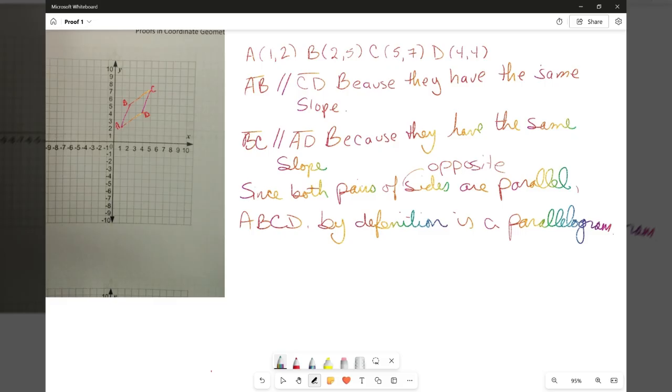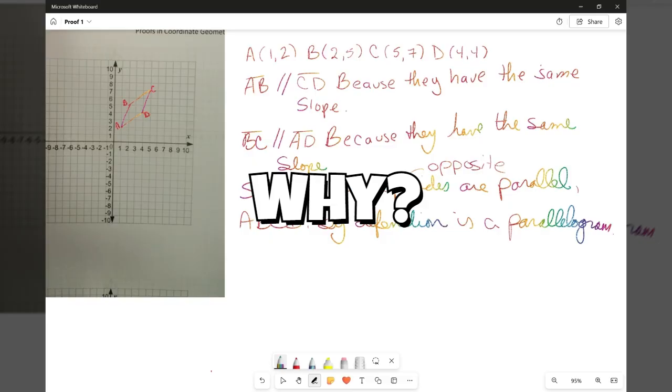If I were to take it one step further, if they were right angles, I would have to say BC and CD are opposite reciprocals of each other of the slope, therefore creating a right angle, and so on. So just make sure that you do all that. I'm not sure why these videos keep cutting out, but what I was going to say is make sure you do all that, and there will be some guided notes up to help you.